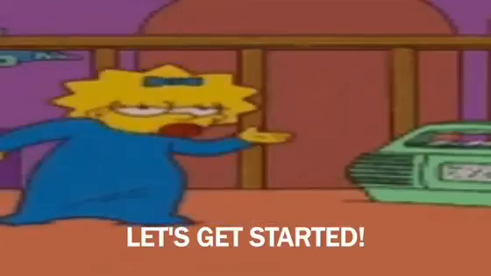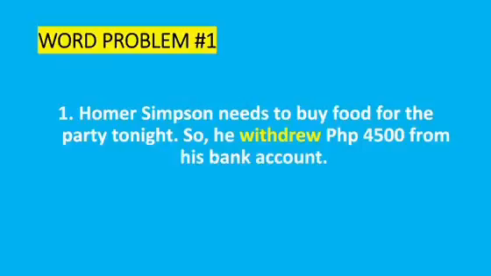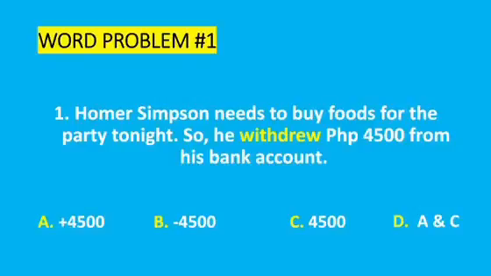Then let's get started. The first word problem: Homer Simpson needs to buy food for the party tonight, so he withdrew 4,500 pesos from his bank account. We have four choices here. A for positive 4,500, B for negative 4,500, C for 4,500, and D for the answers of A and C. What do you think is the answer here, Vito, and why? From the word withdrew, which also means to take away, our money in the bank will be reduced. So the answer will be letter B, negative 4,500.